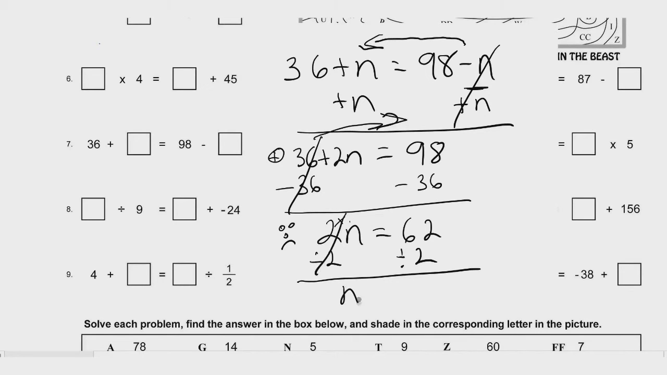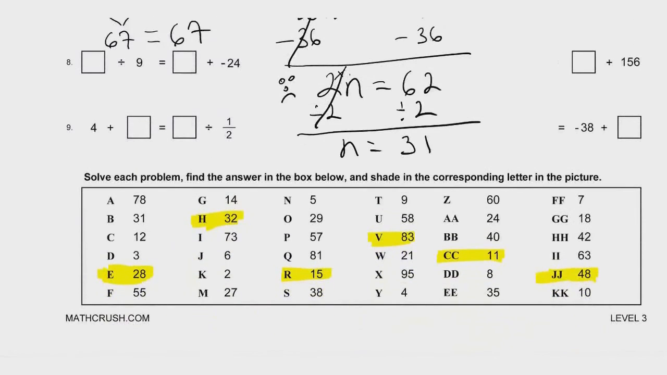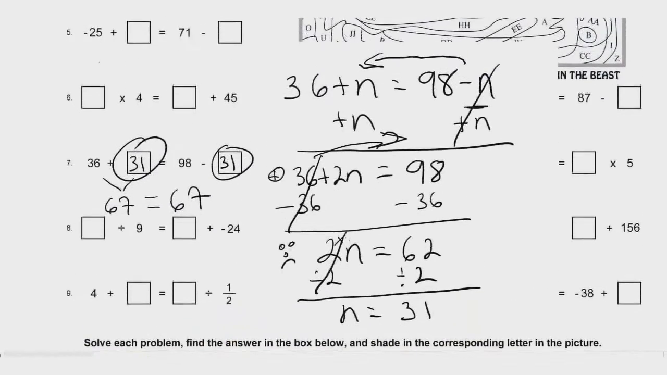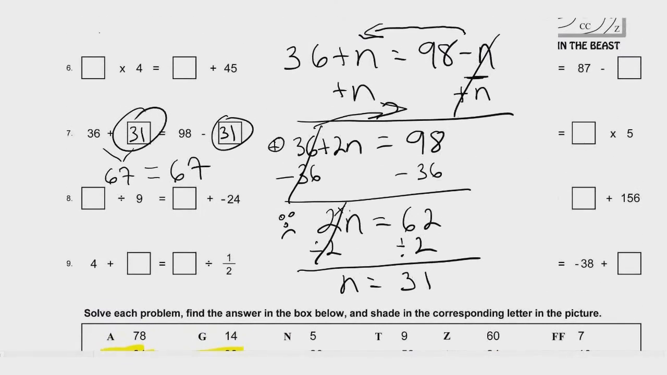They're canceled out. n equals 62 divided by 2. And 62 divided by 2 is 31. So 31 is our answer. And that would go into number 7, right? That's what we're doing. So 31 goes right there and right there. 36 plus 31 gives us 67. And 98 minus 31 gives us 67. So we're looking for 31 down here in our big box. 31 is B. And you'd come up to the top and shade in all the B's. I said BB because there's more than one of them.